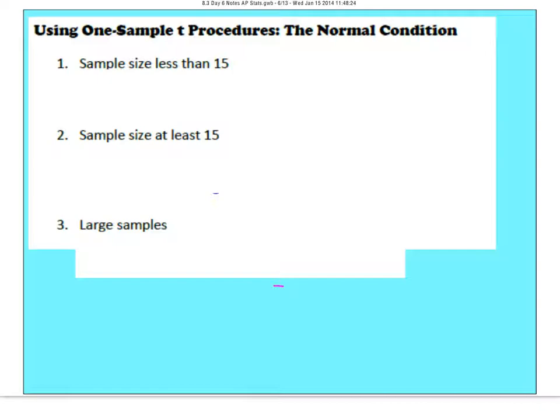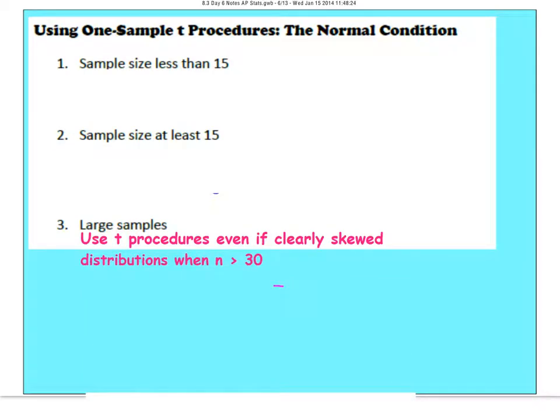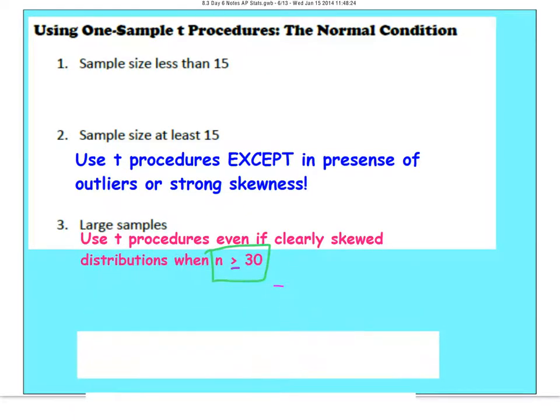Since the T procedures are not robust, we do have to adjust the condition that we check for normalcy. If we have large samples, in this bottom case here, we use T procedures even if the population looks skewed, when the sample size is greater than or equal to 30. So we know, even if we're coming from a skewed population or distribution, if our sample size meets this requirement of greater than or equal to 30, we're fine. The central limit theorem says everything is okay. But we have to be cautious for anything under 30. So for this case here, if a sample size has to be up to at least 15, what we have to be cautious of is here.